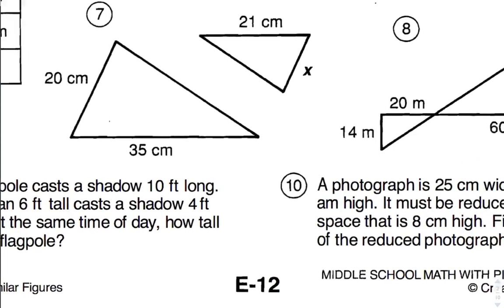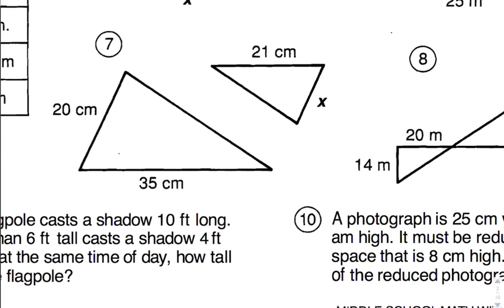Okay, so here's number 7. I'm going to highlight a couple of these sides. This side here, this 35 centimeters, matches the 21. Those are corresponding side lengths. Now, if those correspond, this 20 and this X correspond. They're matching sides. If they're not corresponding side lengths, it's not going to work.